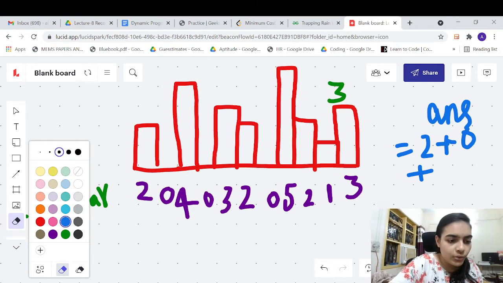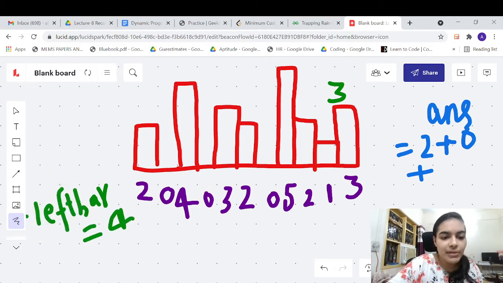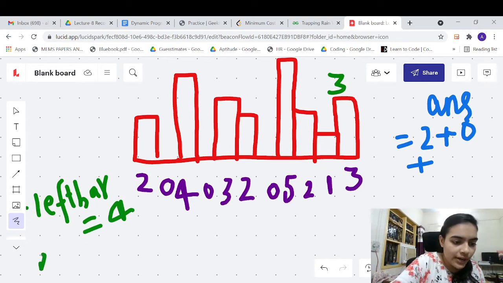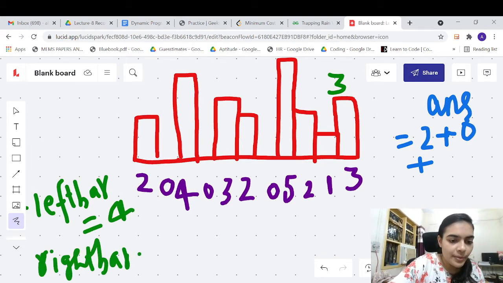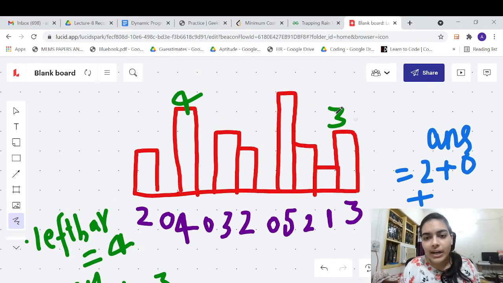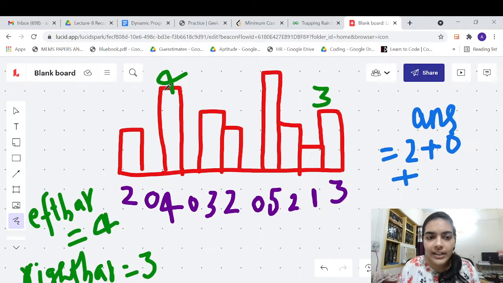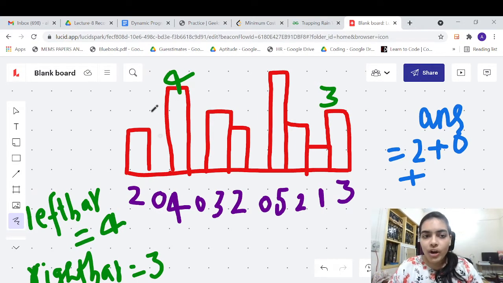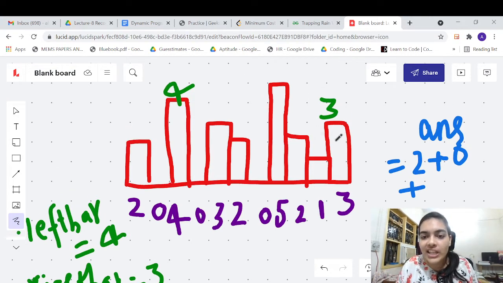So what we will do, we will change the left bar. Maximum left is 4. And what is the maximum right? The right bar will still have a height of 3. Now there is again a competition between the left and right bars. Height of left bar is 4, height of right bar is 3. Now 3 is smaller than 4, so 3 is the limiting bar.